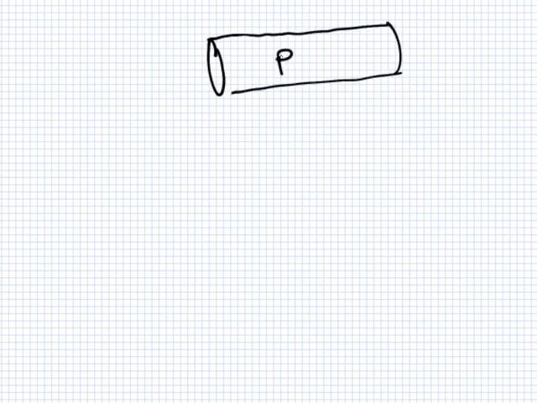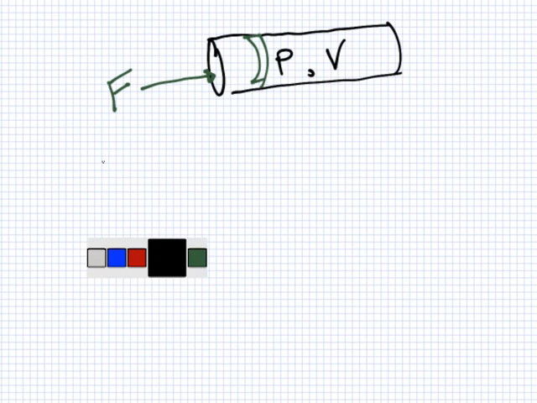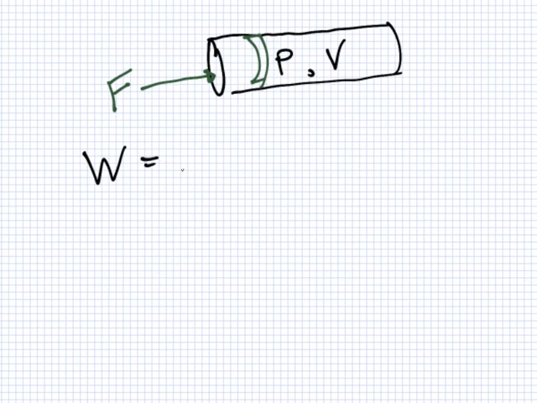So let's imagine I have a gas, and let's keep our life easy. Let's put the gas in a cylinder. And this gas has a pressure and it has a volume. And then I come along and I push down on the gas with a force. So I'm definitely doing work. I'm pushing down by a force. How much work do I do? Well, it'll be the force times the distance. So we'll call that distance d.